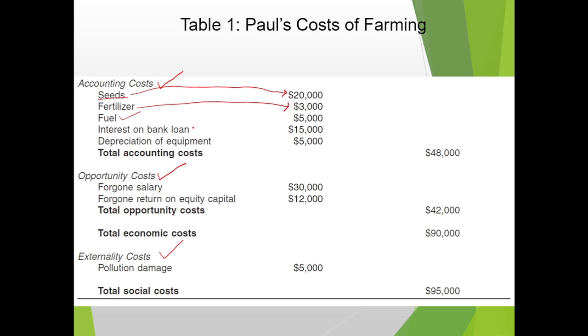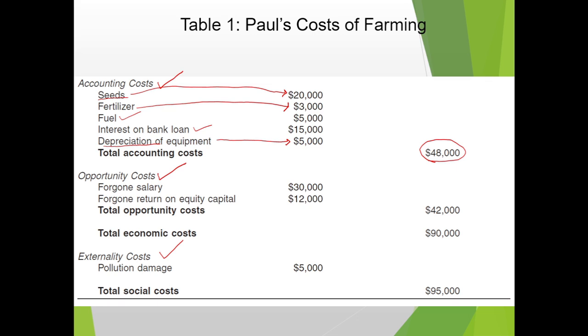perform farming. So, interest on that bank loan and also the various equipment that he has, for example, tractor or any other machine. Obviously, due to wear and tear, due to its usage, there will be a fall in its value. That is known as depreciation. So depreciation of equipment we take into account. Let's say it is $5,000. So his total accounting cost is $48,000, right?